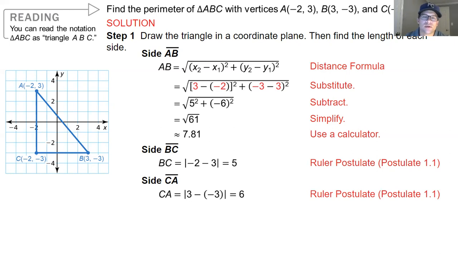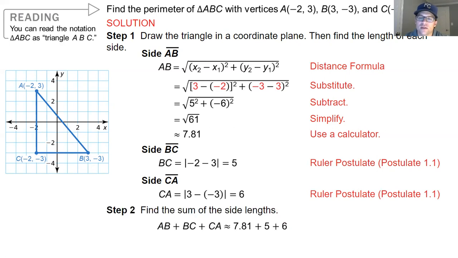Now these three numbers, your side AB of 7.81 plus your 5 plus your 6, add all of them together for a grand total of a perimeter of 18.81. So depending on what type of shape it is, you will need to find all of the side lengths and then add them together for your perimeter.